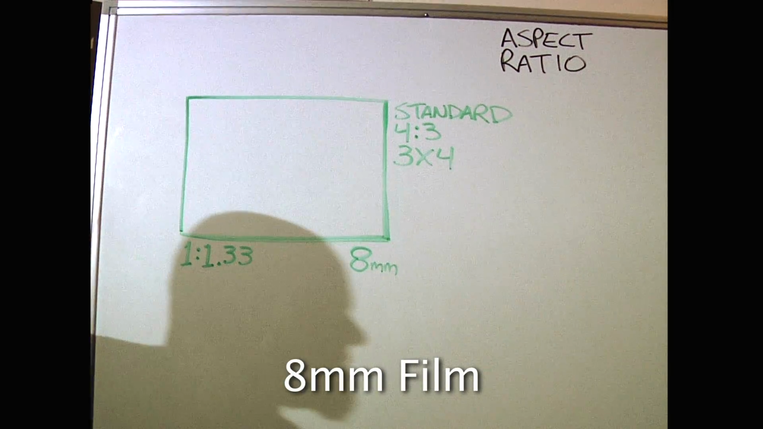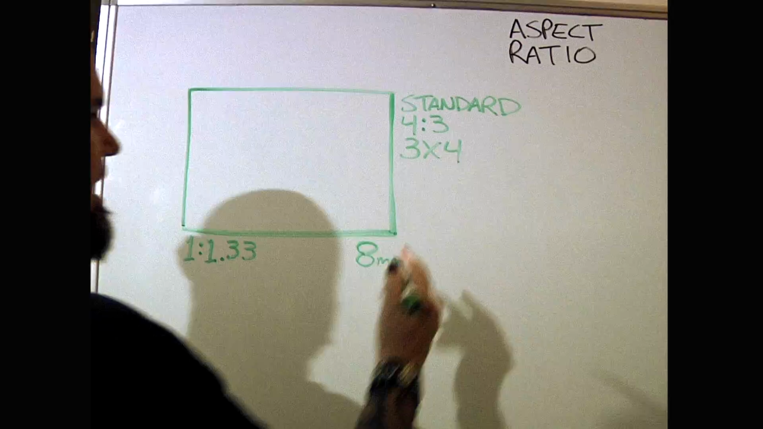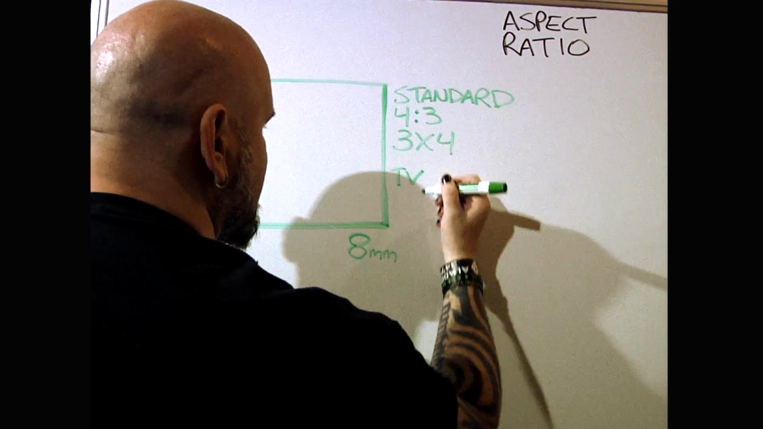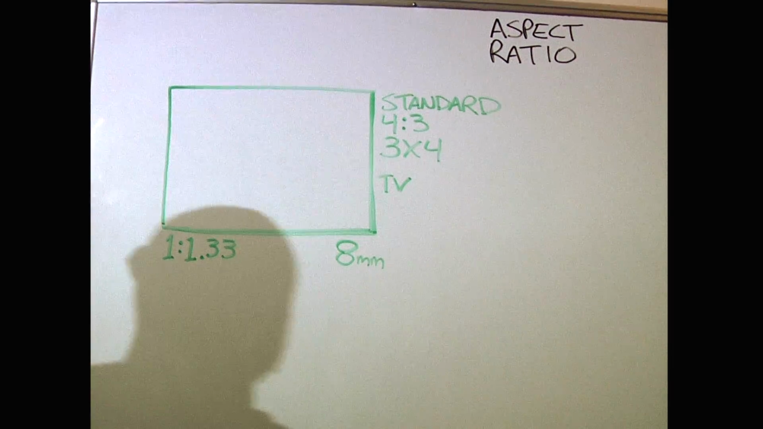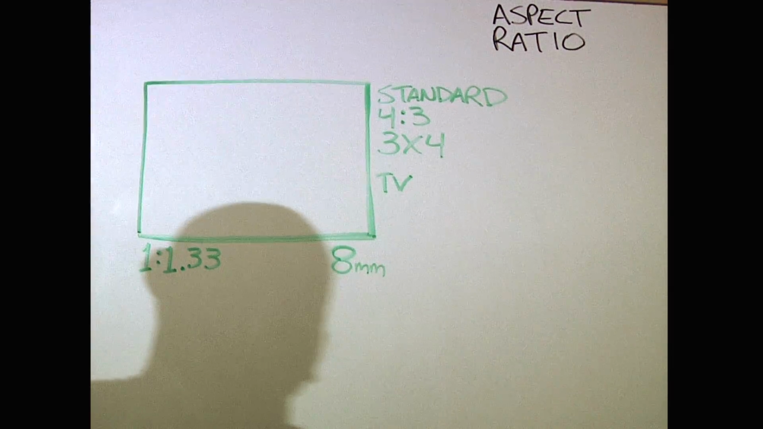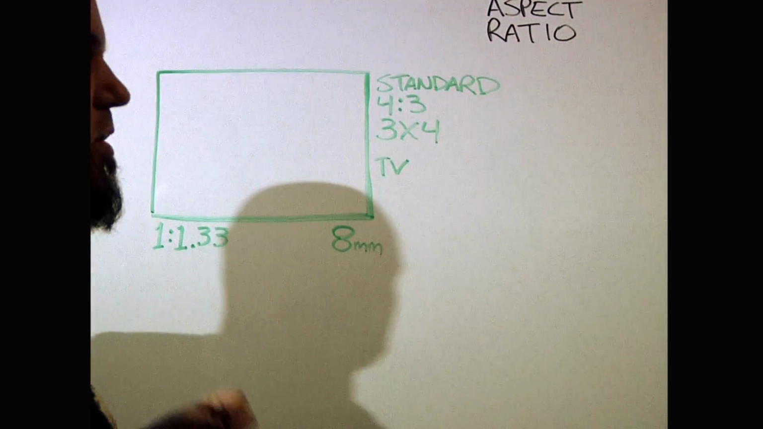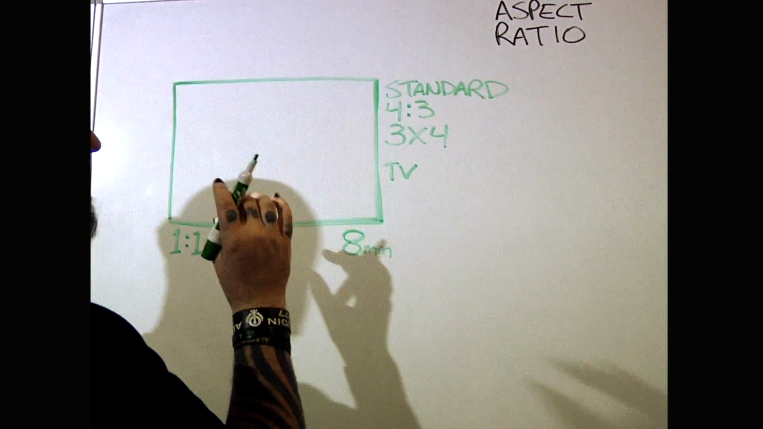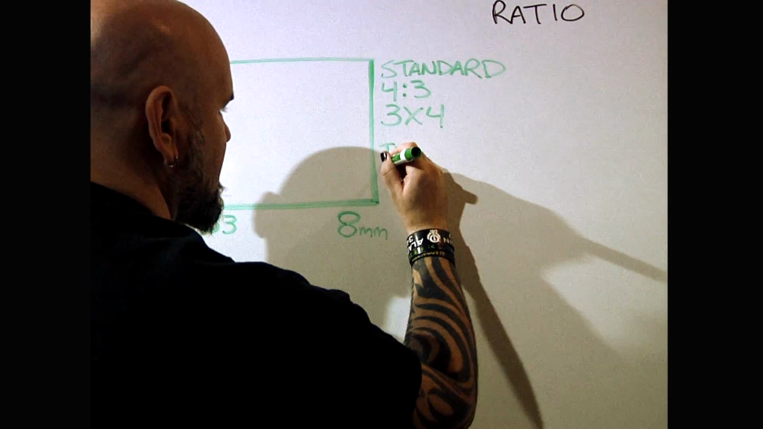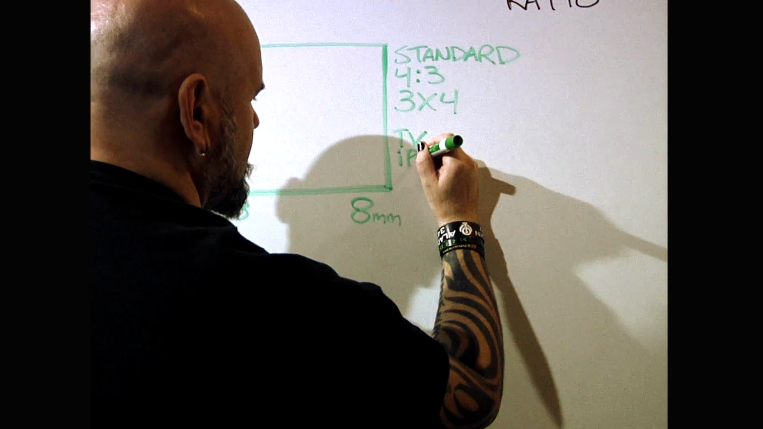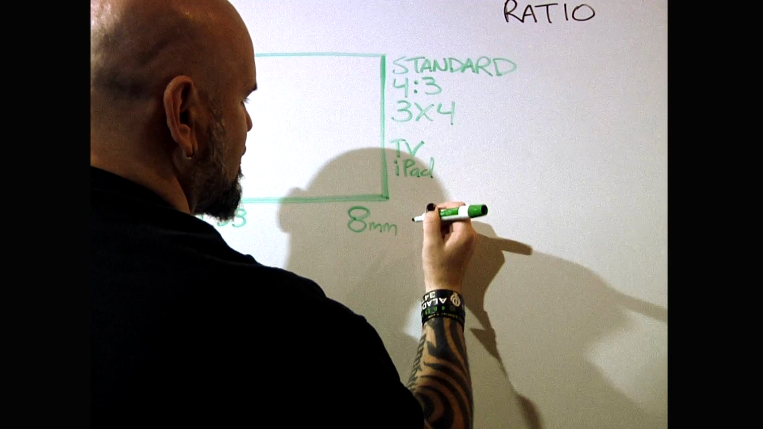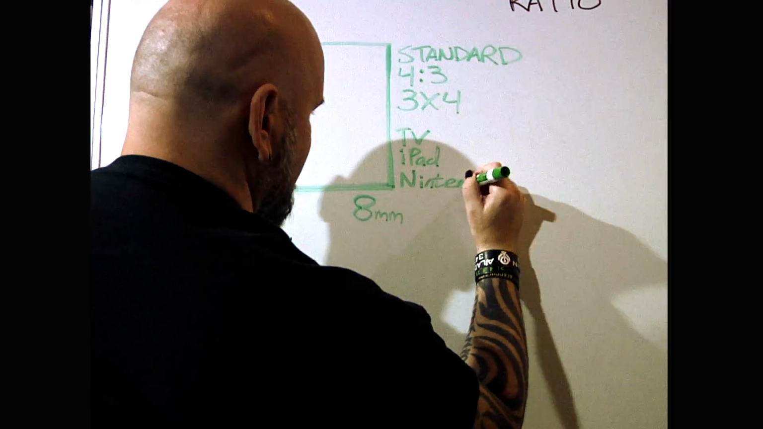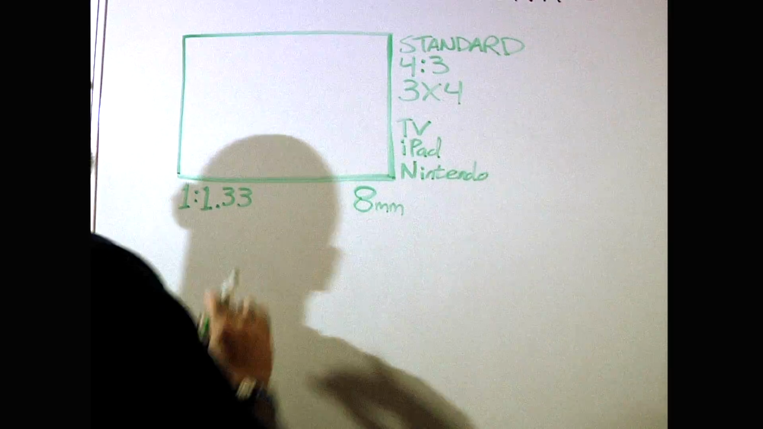Where do you see this aspect ratio being used? Anything that's like old school television, old school TV. So you don't see it as much anymore with a lot of actual film programming or animation. However, it's important to know there are still some formats that use this, including the iPad and the iPad Pro. Also the Nintendo DS uses this format.